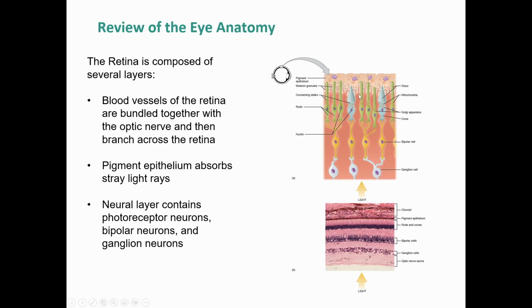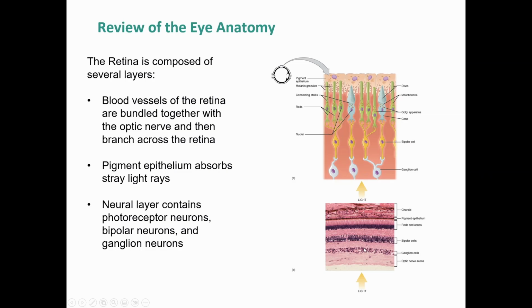And then right in front of that, we see these couple chains of neurons, couple chains of cells. This is the neural layer. This is where we have the photoreceptor neurons, like the rods and cones. We have bipolar neurons and then ganglion neurons that connect. So the bipolar neuron is kind of the go-between between the receptor and the ganglion neuron.